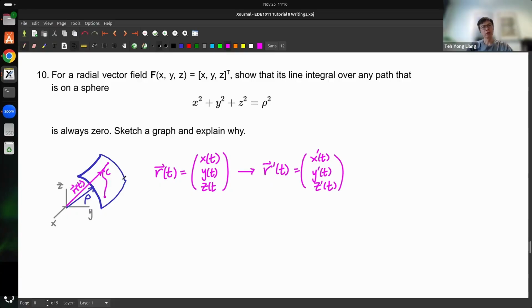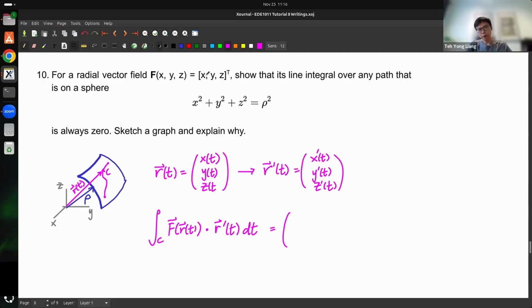First of all, you notice that if I were to find the path integral over some curve C, then you have the integral of f of r of t dot product with r prime of t dt. This is over path C. Then you can observe that this is going to be what?